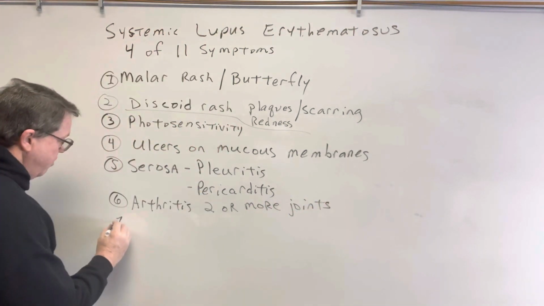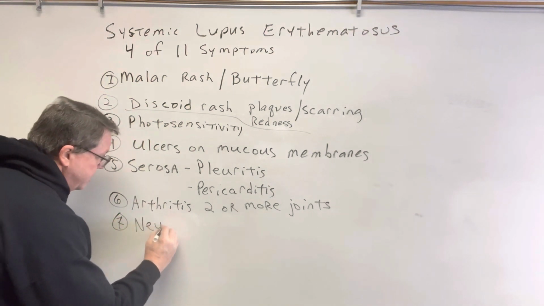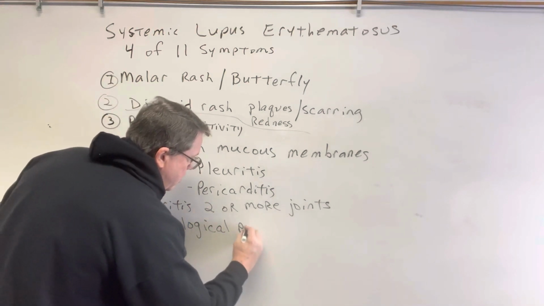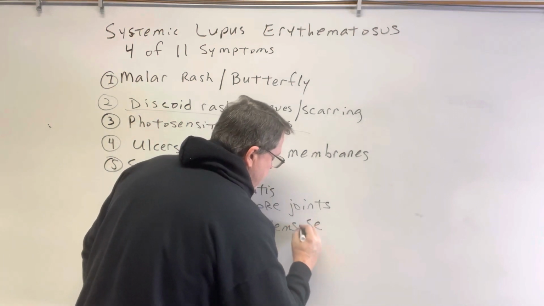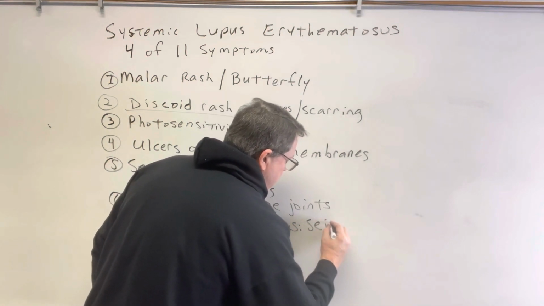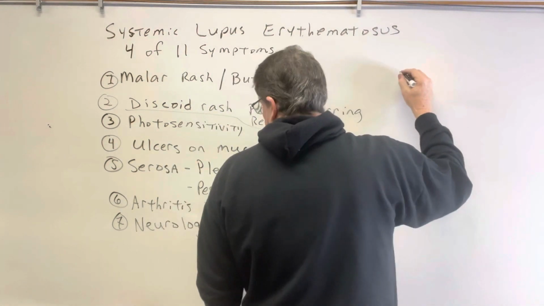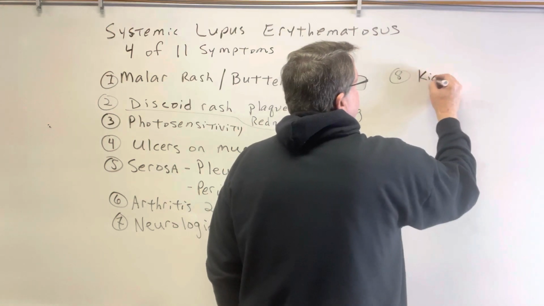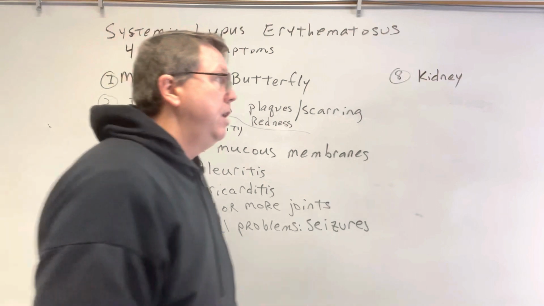Okay. The other thing you can get is neurological conditions such as seizures and other things. It can affect the kidney. Number 8, you can have kidney problems, right? Glomerulonephritis, abnormal proteins in the urine.